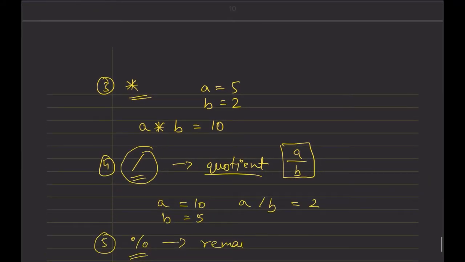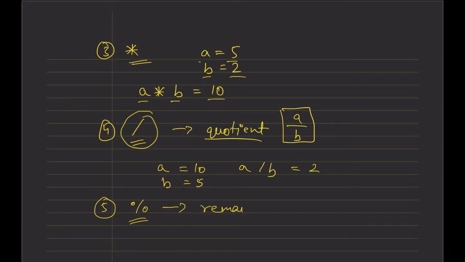The next one is the multiplication operator, also denoted by the asterisk symbol. It multiplies 2 or more variables with each other and gives you the result. For example, here a equals 5 and b equals 2. So if you multiply a into b, you get 10. Then you have the division operator.